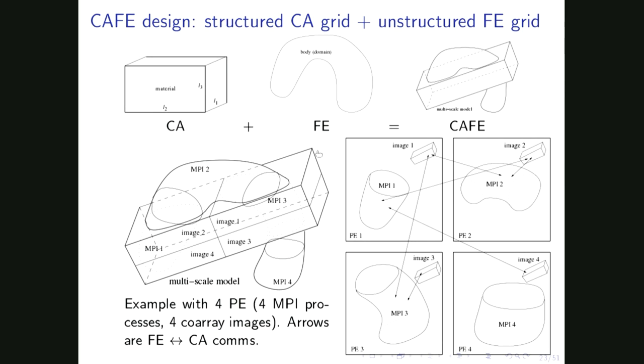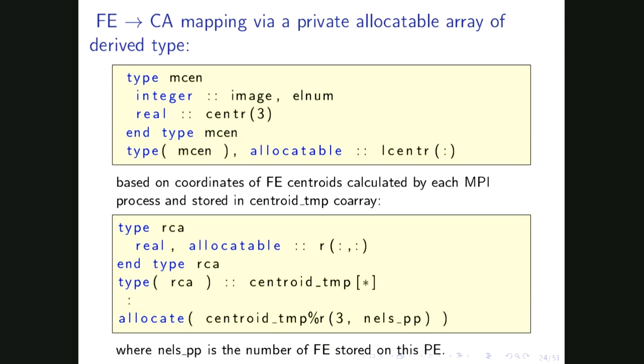This slide really is the very heart of the multi-scale CAFE framework. This is how we've done the communication between the two parts of the multi-scale model. The mapping is established via a private allocatable array of derived type, l_center. This is not a coarray, but it's calculated using the mapping data in the coarray centroid_tmp. This is a coarray because you can see the square brackets here; it is a scalar coarray of derived type rca with an allocatable real array component.